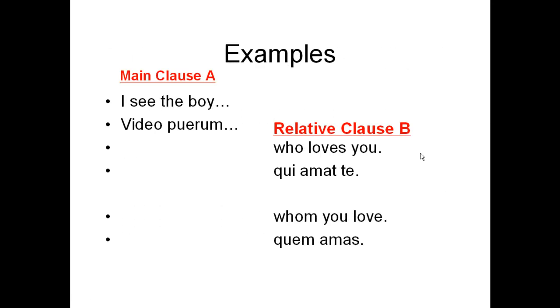And what I mean by that is you have 2 separate clauses here. I see the boy, and who loves you. So I see the boy, who loves you. I see the boy, boy is the direct object. Who loves you, who is the nominative subject. The word who is doing the action and it's replacing boy. So you can see here you want the nominative form of qui, even though the word that it replaces was in the accusative.